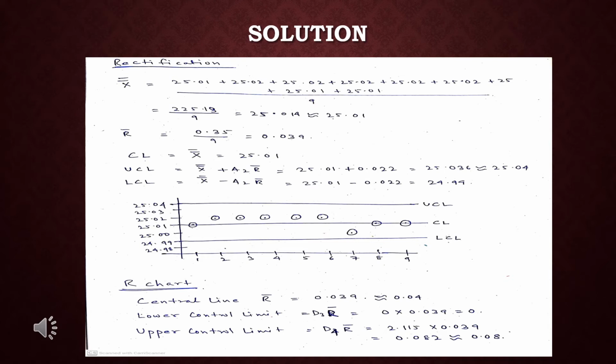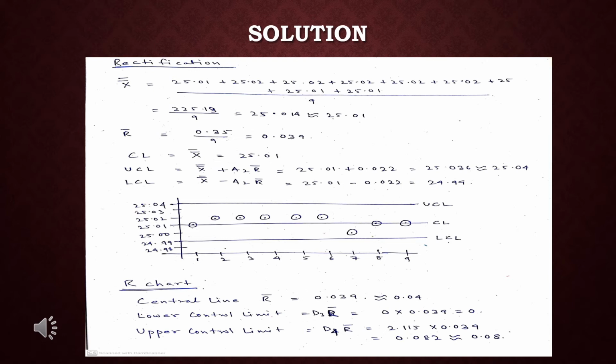Moving on to the R chart calculation, the central line for the R chart is given as R bar, which we have already calculated at 0.039, or we can round the value to 0.04. The lower control limit, as we have said, is D3 into R bar. As D3 is given as 0, the entire value moves back to 0. The upper control limit is calculated as D4 into R bar, where D4 is a constant, as I have previously mentioned. D4 has the value of 2.115, and the R bar value has already been calculated at 0.039, so the value comes to about 0.08.